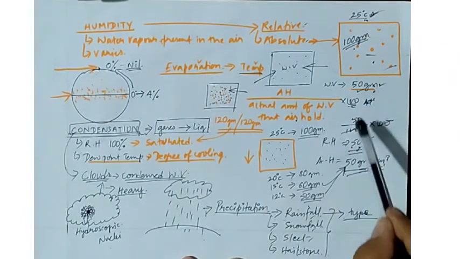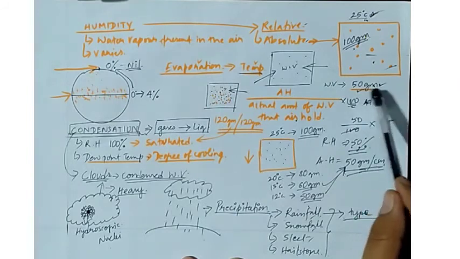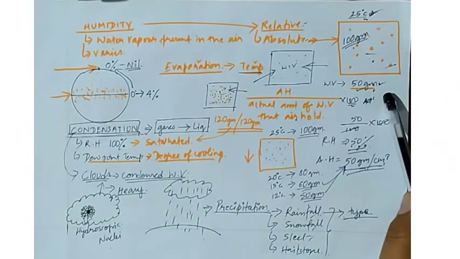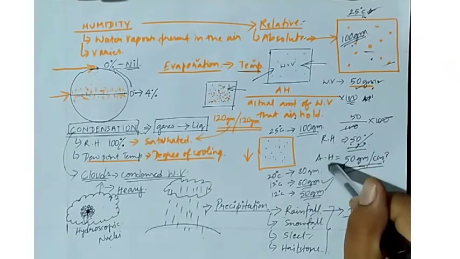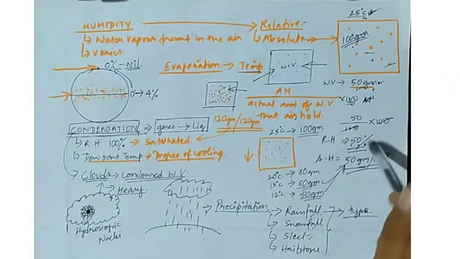And the absolute humidity is how much? 50 gram of water vapor per centimeter cube. This is the unit in which the absolute humidity is measured, and percentage is the unit in which the relative humidity is measured.